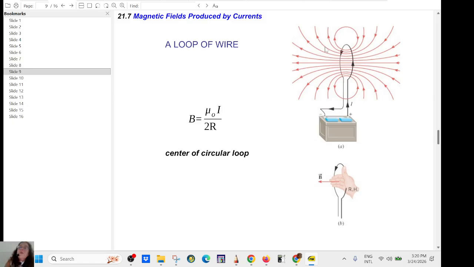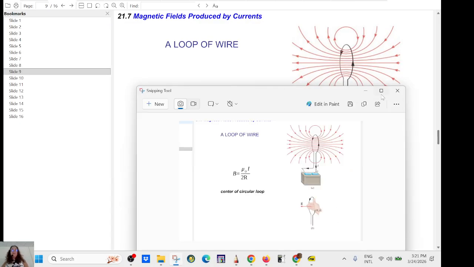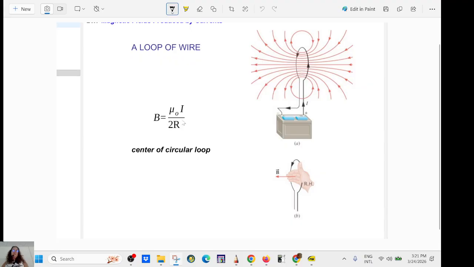Okay, so now we go back to the loop. Remember the loop? If you have a loop of current, with your right hand, that's going to be the magnetic field there. Do you agree with me? So you're going to have an equation for the magnetic field at the center of the loop. It's just an equation. That will be 3 equations for today. Let's get through that, and then we will review next time. That will be the equation for the magnetic field here at the center of the loop B.